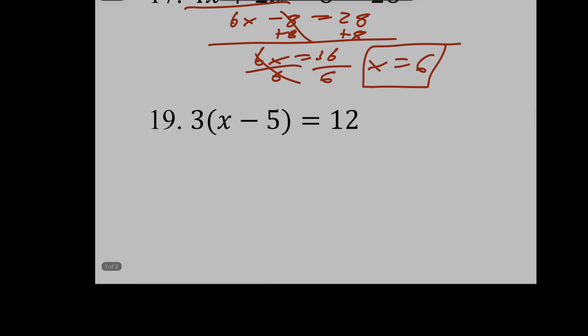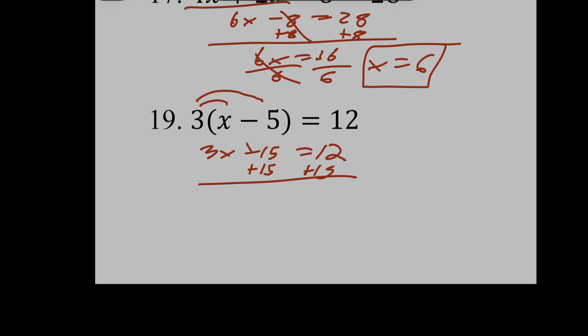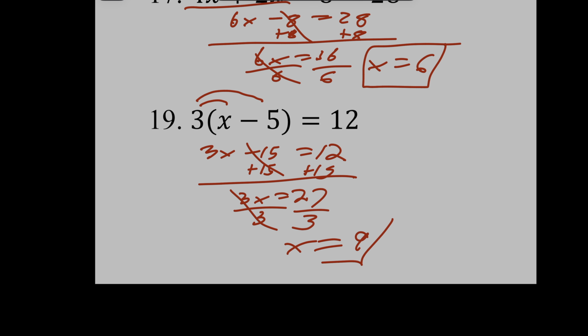One more on this column. Hey, a number in front of a parenthesis. I'm going to distribute a property. That gives me 3x minus 15 equals 12. Well, I want to get my letters all by itself, so I got to move that 15. That's what's in the way. So I'm going to move my 15. Boom, die. 3x equals 27. That's a nice, pretty number because I know when I divide by 3, I'm going to get x equals 9.